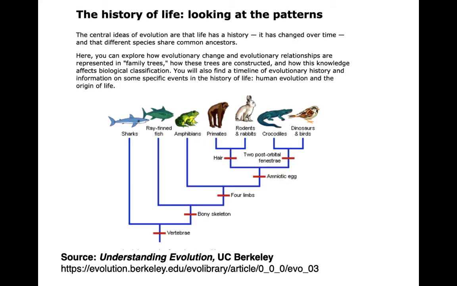Let me develop further this difference between realists and anti-realists with respect to the history of life on Earth and biological species. The history of life in biology is looking for patterns. The central ideas of evolution are that life has a history, it has changed over time, and that different species share common ancestors. In this diagram, you can see how evolutionary change and evolutionary relationships are represented by family trees, how these trees are constructed, and how this knowledge affects biological classification. You will also see a timeline of evolutionary history and information on some specific events in the history of life, human evolution and the origin of life.